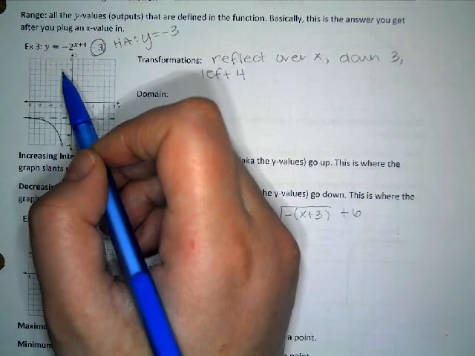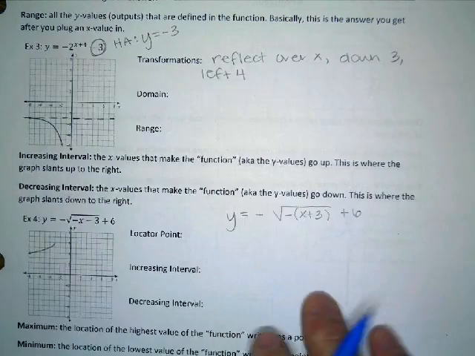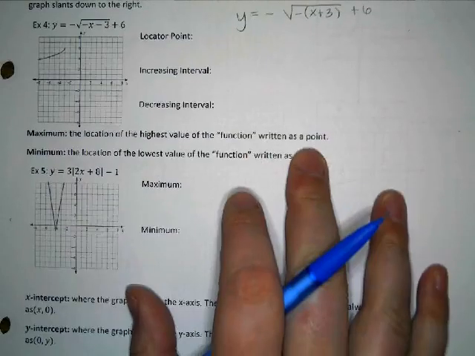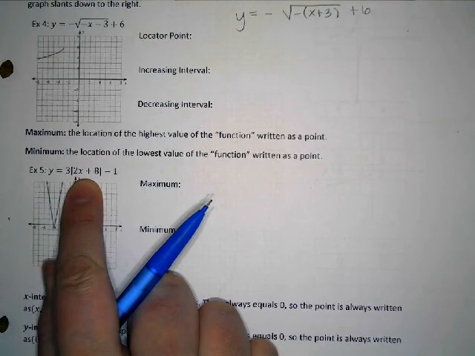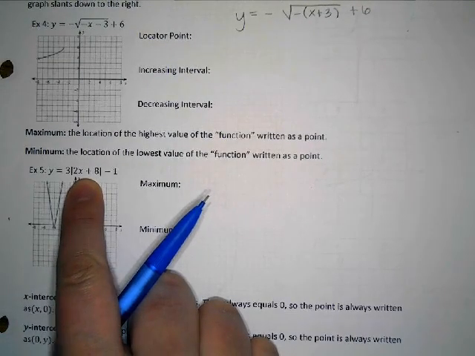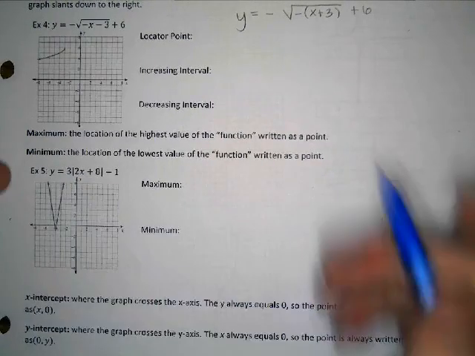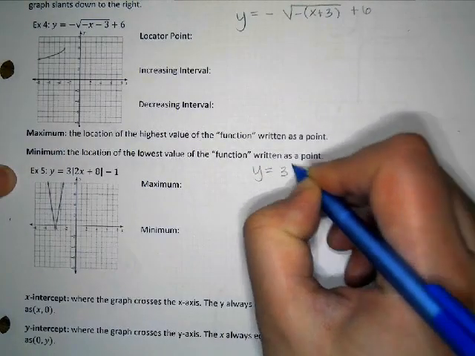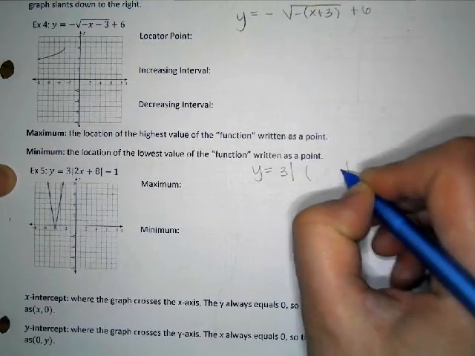Now this one, if you look at the inside of the function, what would the inside of the function be? But it's not factored. So what would we have to do to the inside of the function? Think about taking out the 2. So we would want to think of this as y equals 3. We'd want to factor out the inside, take the 2 out, and then x plus 4. Okay, so what would the transformations be for this one?